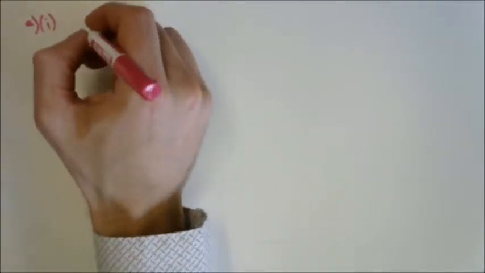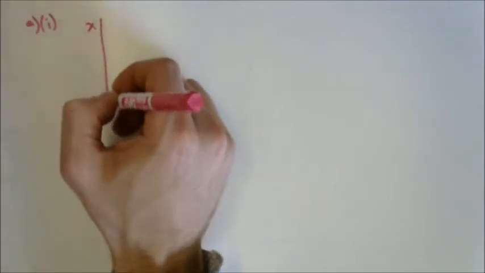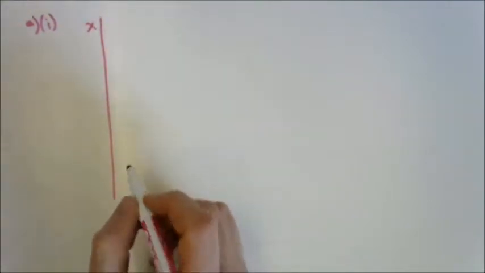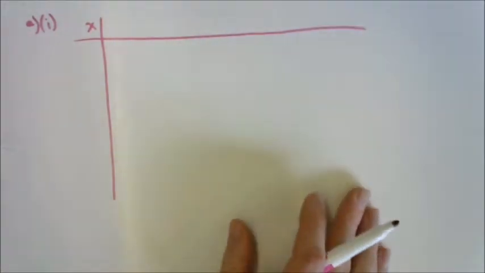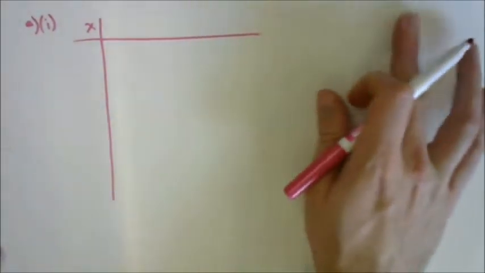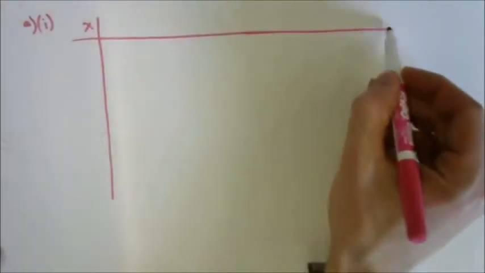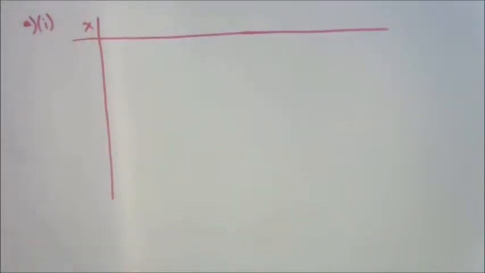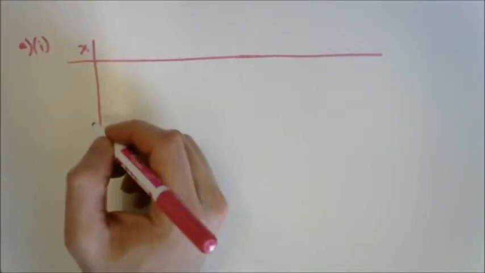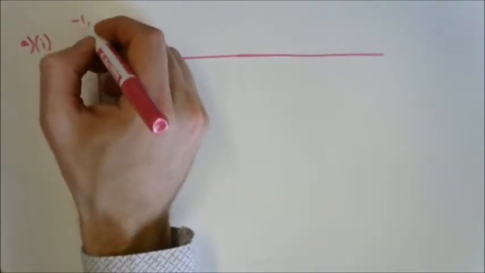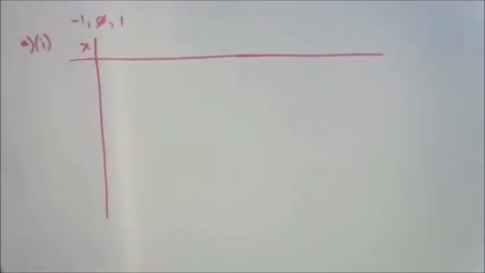So what values of x do you think we should test? I'll give you a tip. Choose the 3 easiest values of x you can think about. For me, those are going to be, and I'm not going to write them in here yet, but just so you know what we're doing, we're going to do negative 1, 0, and 1. They're all acceptable values of x.